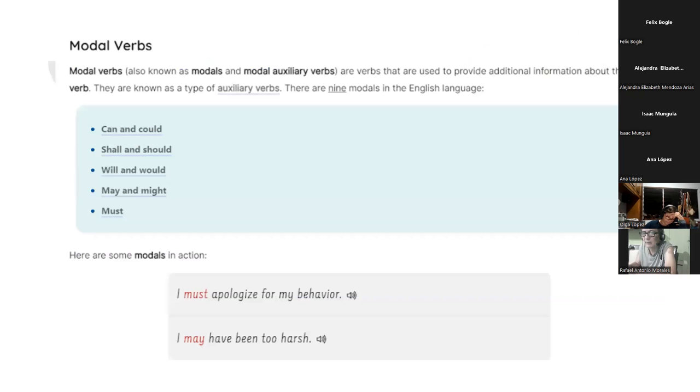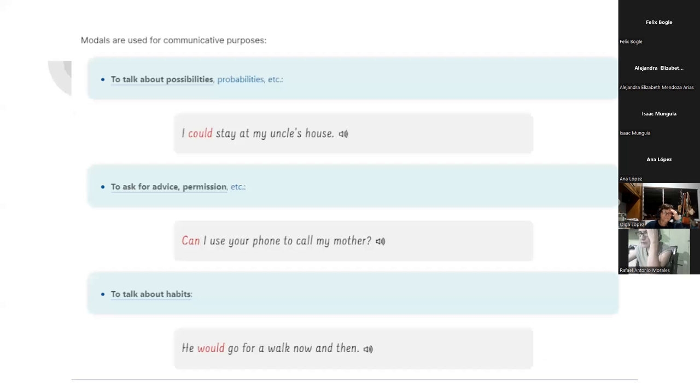Y aquí tenemos unos modals. Modals son, por ejemplo, can, could, shall, should, will, would, may, and might. Y esos son como verbos, como tipo de verbos auxiliares, dice ahí. So, some of the sentences or examples are, I must apologize for my behavior, or I may have been too harsh, right? So those are modals.